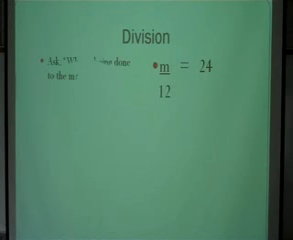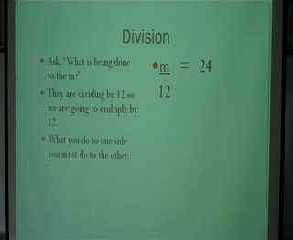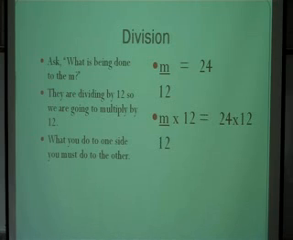M divided by 12 equals 24, and you ask what is being done to the m. We're dividing by 12. Since we're dividing by 12, we have to multiply by 12 to get rid of it. And what you do to one side, you must do to the other. So it looks like this, where you multiply the original equation, both sides, by 12.